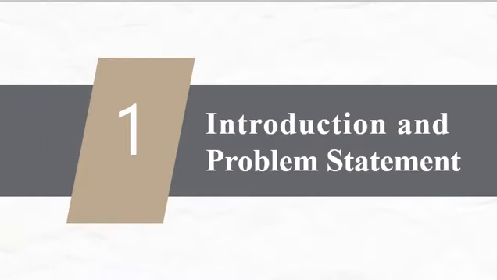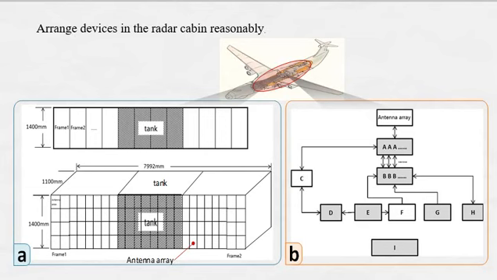First of all, I will introduce the introduction and the problem statement of this paper. The work of the paper is arranging devices in the radar cabin reasonably by the MBSE method. As shown in figure B, A, B, C indicates the type of device. Each device has the attributes of quantity, length, width, and height. Then, place these devices in the tank and lay them out, as shown in figure A.